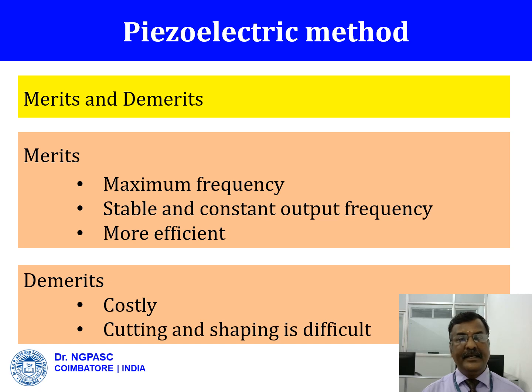Merits and demerits of the piezoelectric method in the generation of ultrasonic waves. The frequency generated in this method is the maximum, greater than 500 megahertz, and the output is stable, with constant frequency. This method is not affected by temperature or humidity, and it is the most efficient method among the three methods, more efficient than the magnetostriction method.